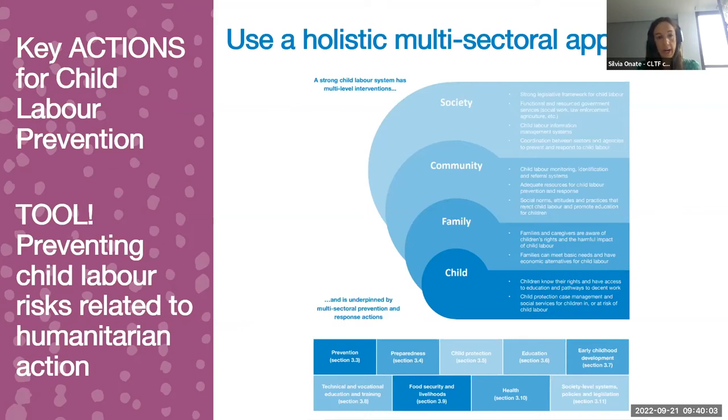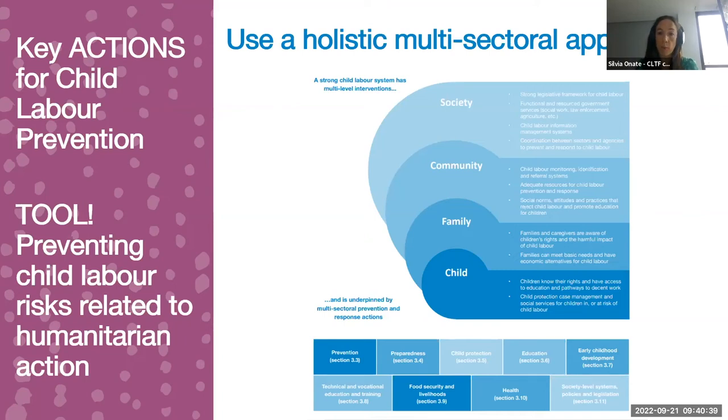If I had to point to one of the most important prevention priorities, I could highlight that humanitarian action should never lead to child labor. So again, I want to refer to the tool called Preventing Child Labor Risks Related to Humanitarian Action, which can be accessed in the microsite and in the Child Labor Toolkit. It provides potential child labor risks, but also mitigation measures for the different sectors.